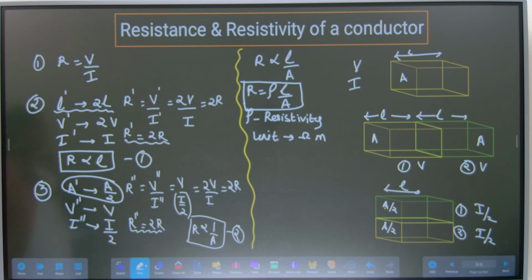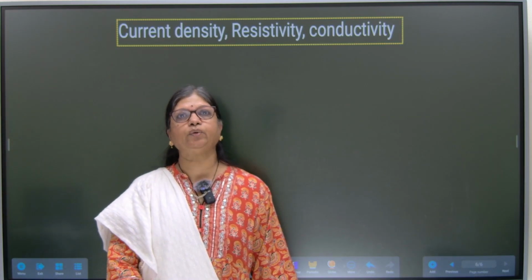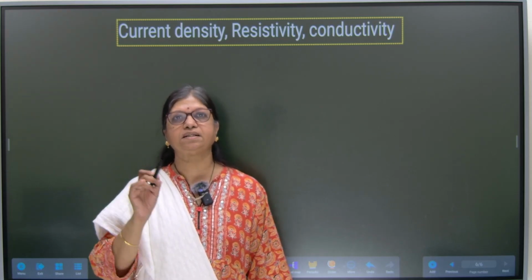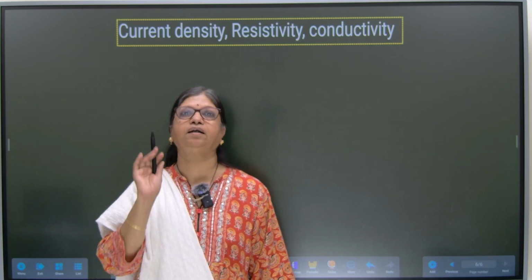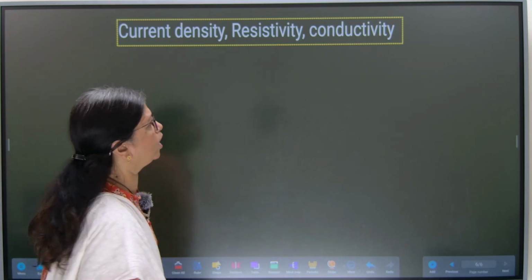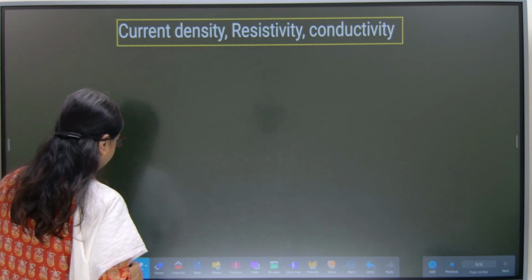In the next page, we shall understand the relationship of rho, that is resistivity, and conductivity and current density. So keep watching this video till the end. Now let us continue this video with the same topic of resistance, resistivity, current density and conductivity. They are all connected to each other, and how are they connected or how are they related? Let us see and let us derive.